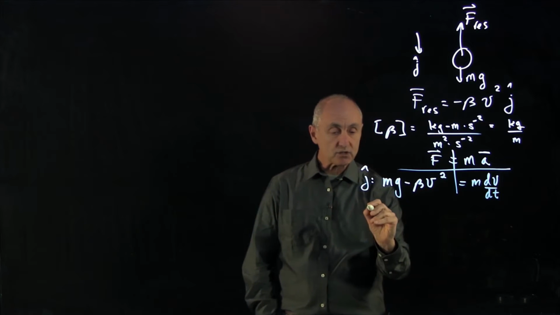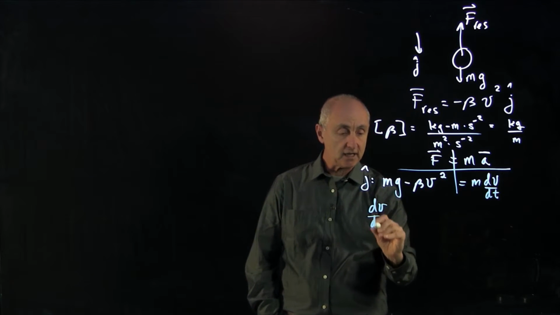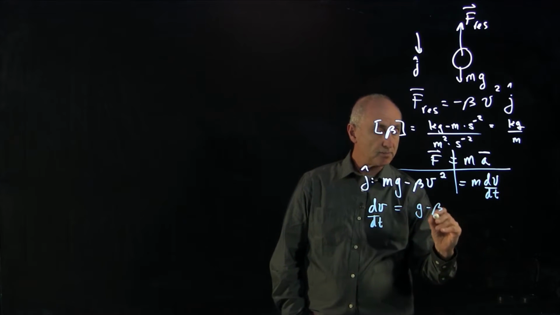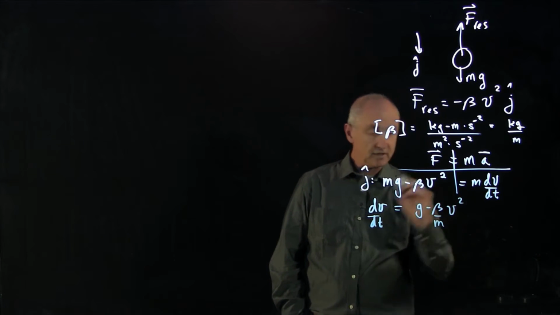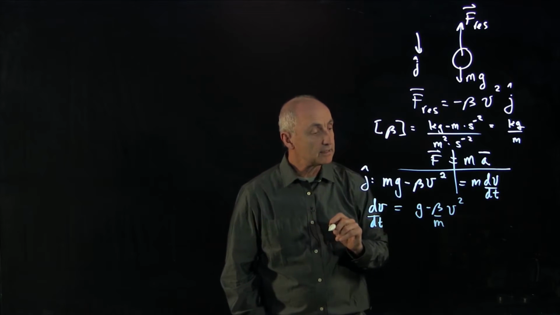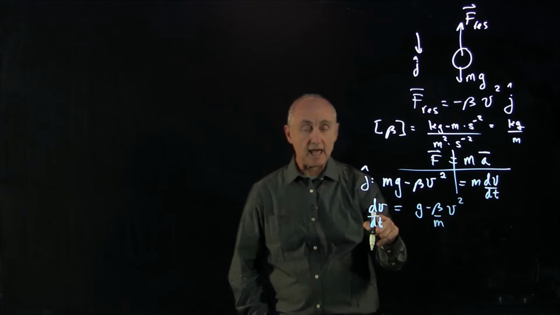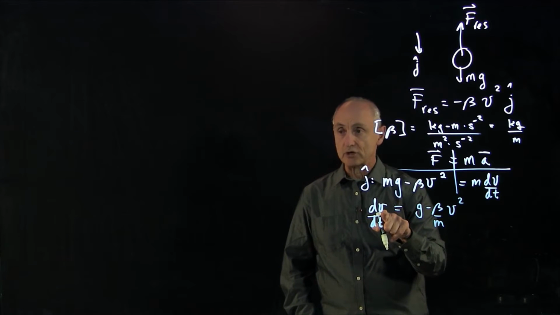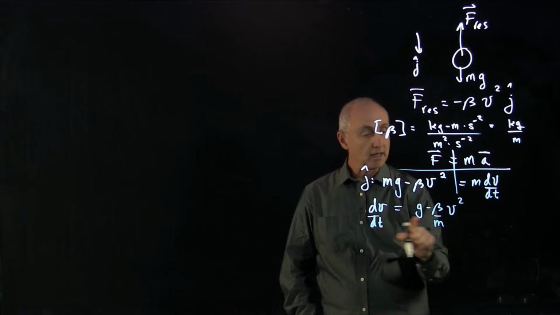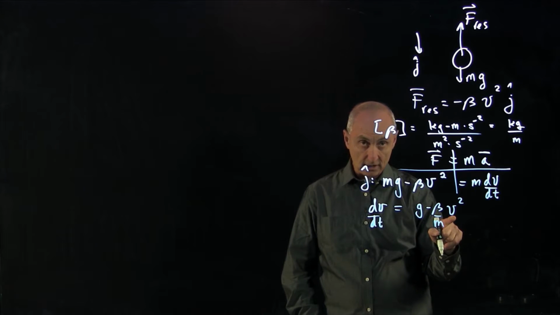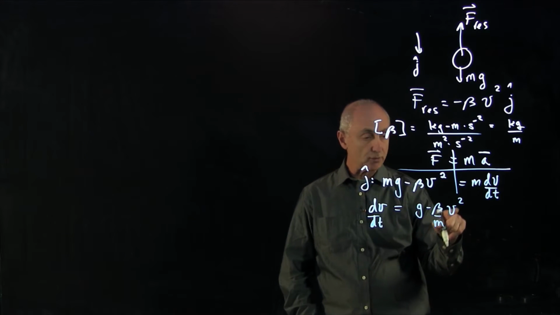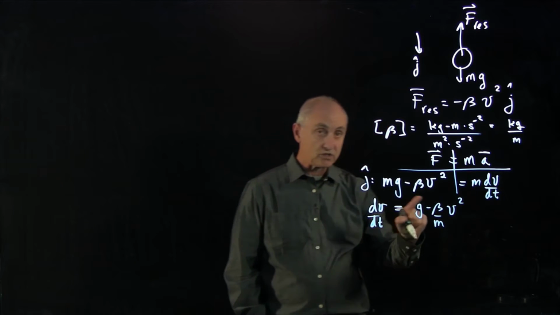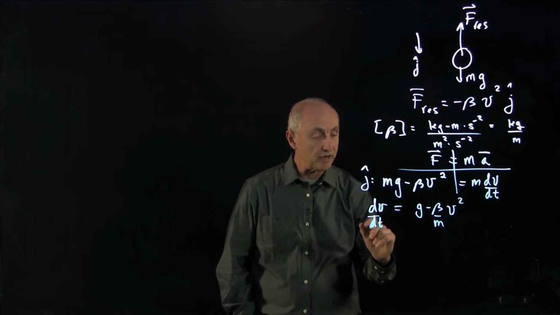Now we can rewrite this equation. Let's divide through by m: dv dt is g minus beta over m v squared. And this is a first-order differential equation, dv dt. It's a nonlinear equation because the velocity term appears as a square, and there's a constant term. But we can still apply our technique of separation of variables.